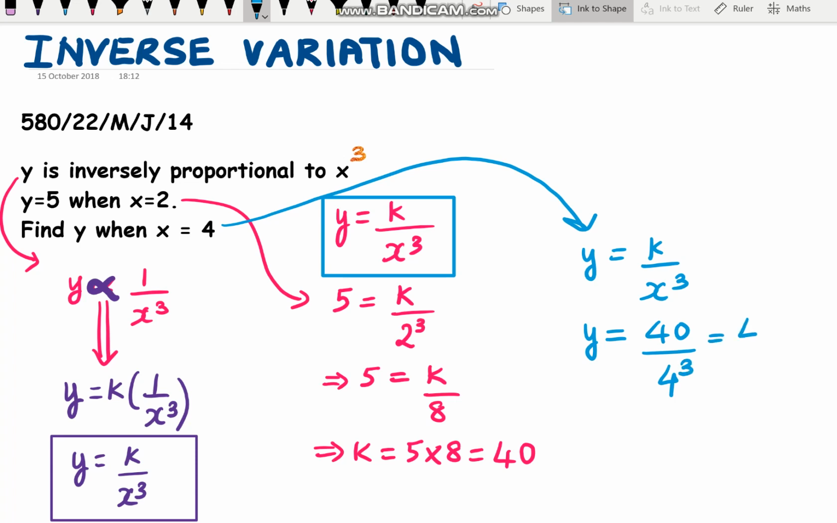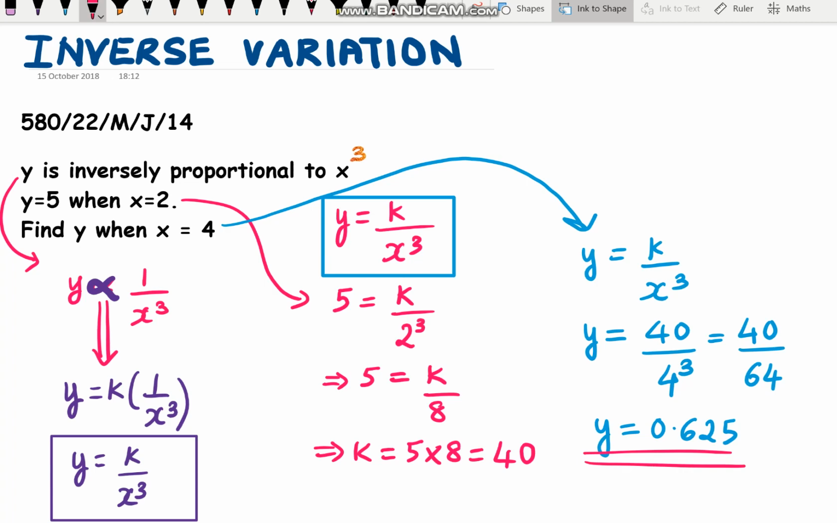So when I simplify this, what do I get? I get 4 into 4 is 16. 16 into 4 is 64. So use your calculators to get the answer for 40 divided by 64, and you will get 0.625 as your y value. So this is how you solve sums on inverse variation.